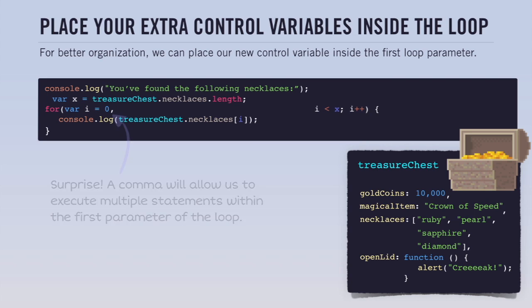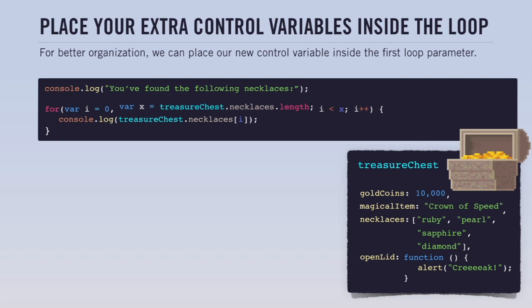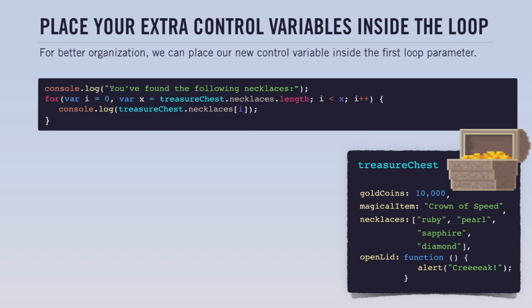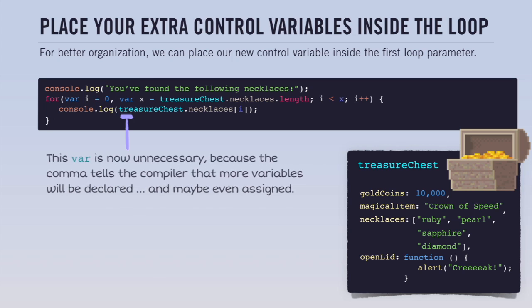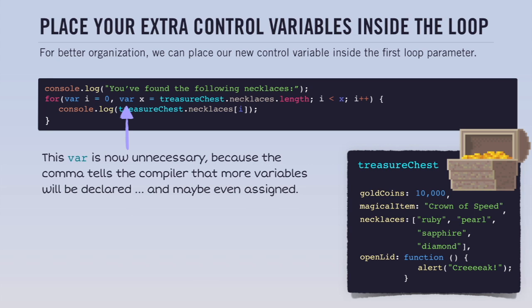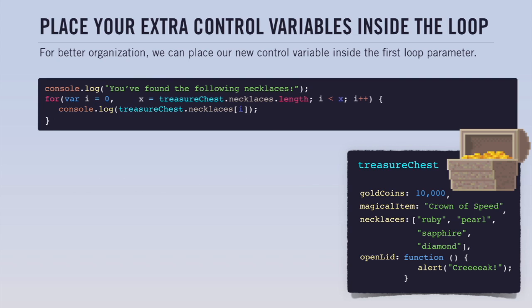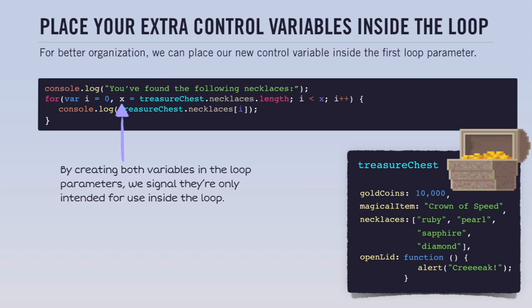Now what we can do is scoot our variable over and bring it down into the first parameter of the loop. A cool thing here is that we can now get rid of this var that's on the outside of the x. It's now unnecessary because that comma is going to tell the compiler that more variables are about to be declared and maybe even assigned. By creating both of these variables in the loop parameter, we now have signaled that they're actually only intended for use inside this loop. We've also limited the processor burden of declaring multiple variables with that var keyword.